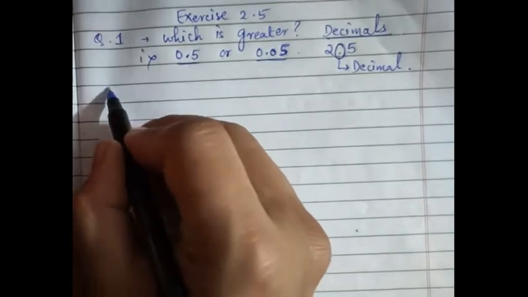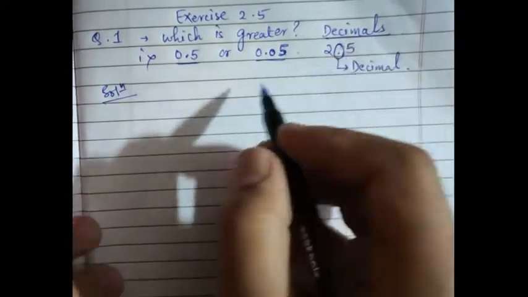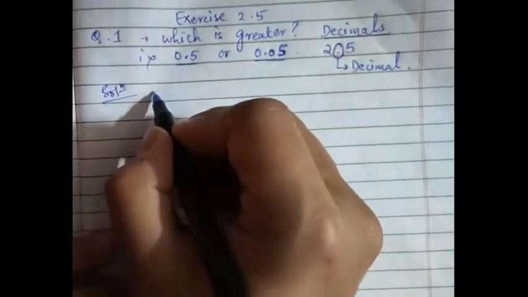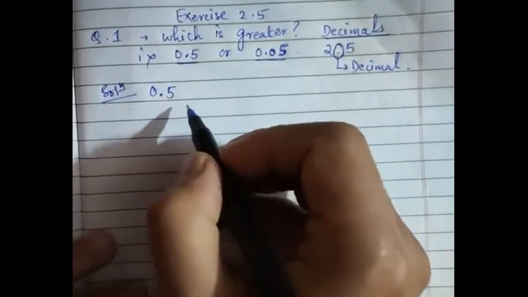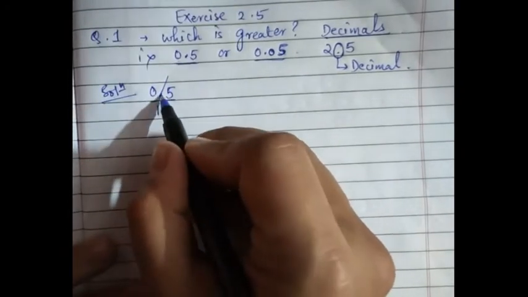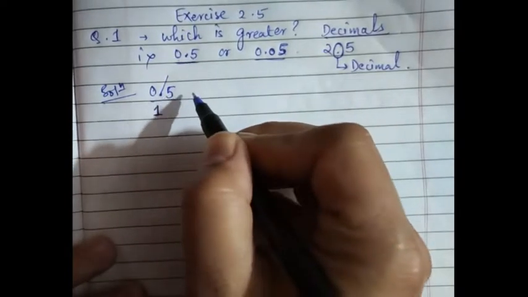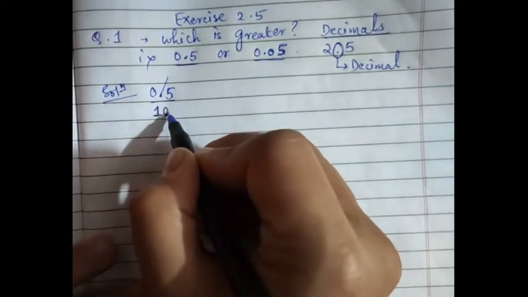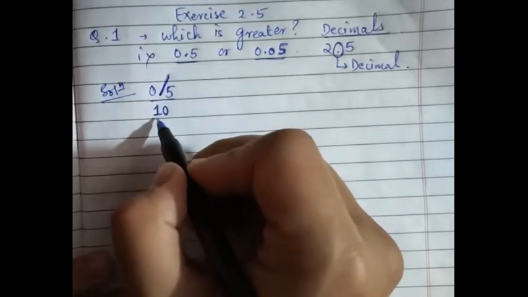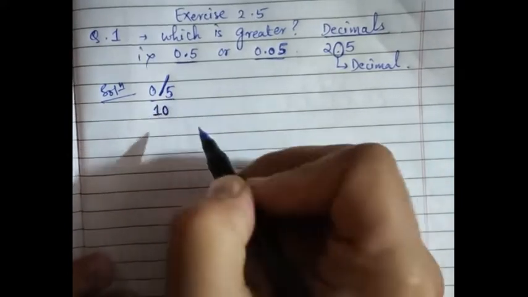So this is the first sum from exercise 2.5, which deals with decimals. Just look at it carefully and try to understand this in a proper manner. Whenever you have a decimal and you want to remove it, in the denominator that decimal will be converted to 1, and the number of digits after the decimal will be the number of 0s. Suppose here, in case of 0.5, when I remove this point, you will get 1, and how many digits are there after the point? 1. So that's why 1 0.